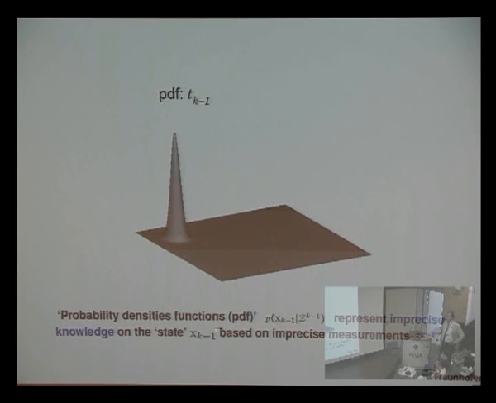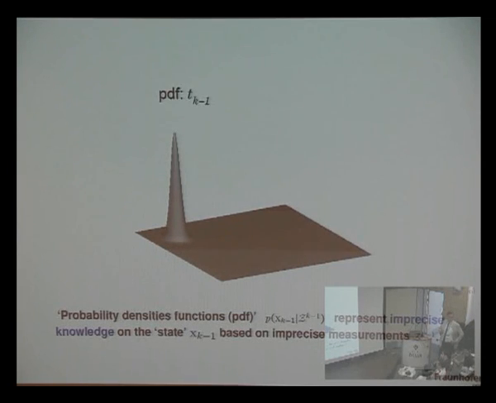And in this case, these functions are called probability density functions, and this hat-like structure can intuitively be interpreted. Well, the tip of the hat is where we have good hope to find the target, and the width of the hat is an indication of the precision of this knowledge. A very broad hat represents poor knowledge.